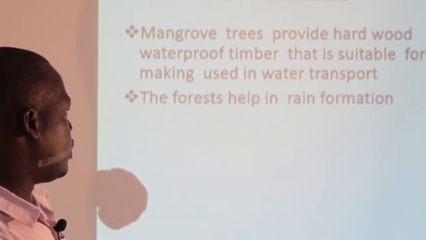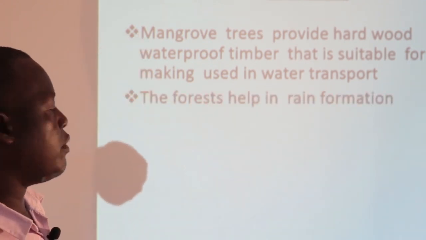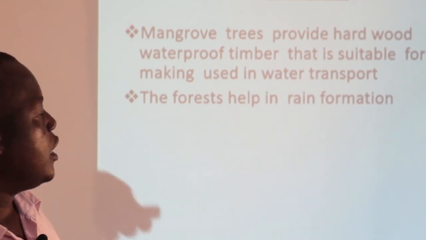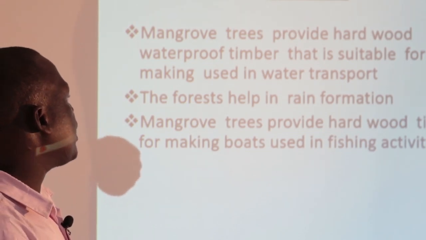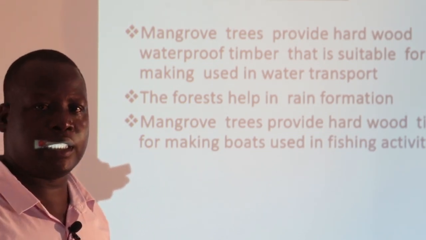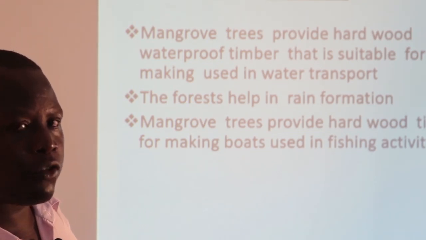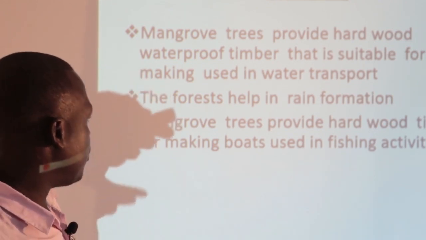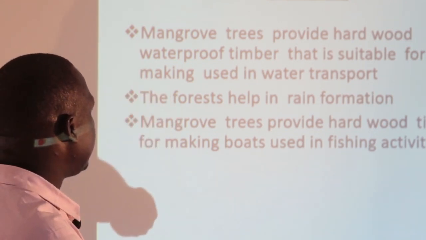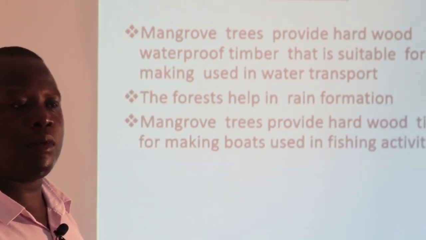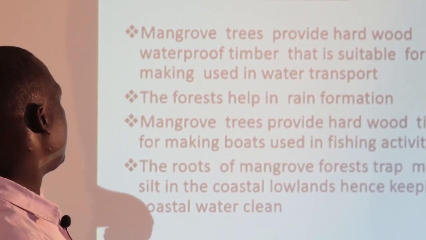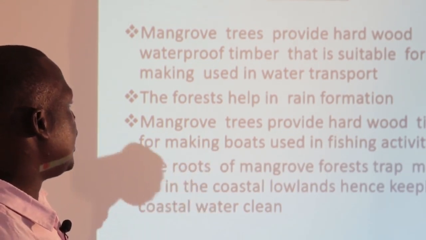We moved to the next one and said they help in rain formation, because these are forests. We also say mangrove trees provide hardwood timber for making boats used in fishing activities. How actually do they promote fishing activity? They promote fishing activity by providing hardwood timber used for making boats. And which boats are used in fishing activities? So the roots, as you saw, help to trap mud. We are running through. We saw the activities.